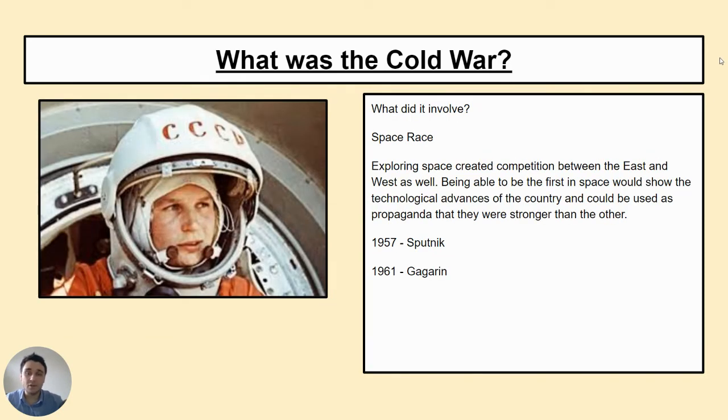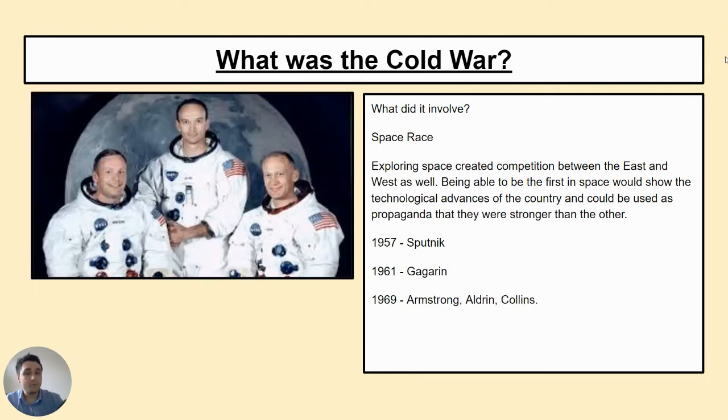Next, in 1961, Yuri Gagarin became the first man into space. Again, clearly a Russian name, 2-0 to Russia. And one that you'll probably remember, 1969, Neil Armstrong, Buzz Aldrin and Michael Collins became the first people to land on the moon. So it showed some credibility there to the USA. They were really under pressure to win this one and get the first person on the moon. And again, billions were spent on the space race.